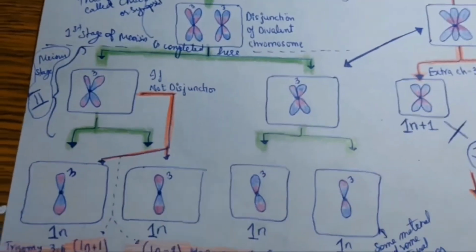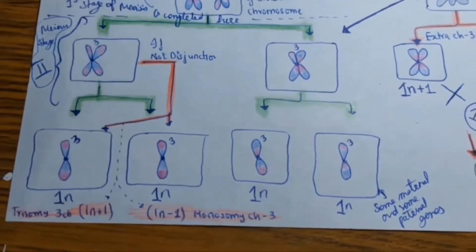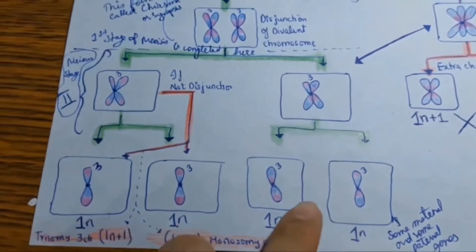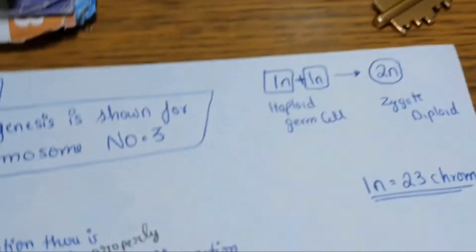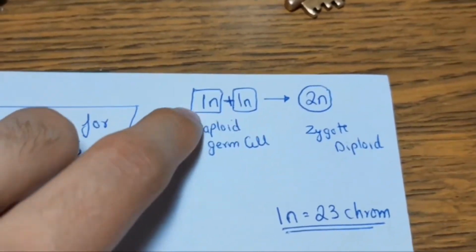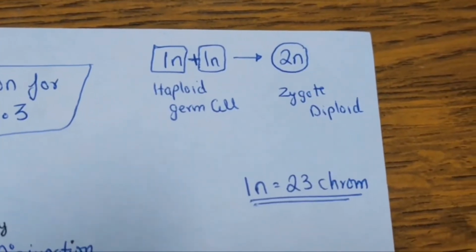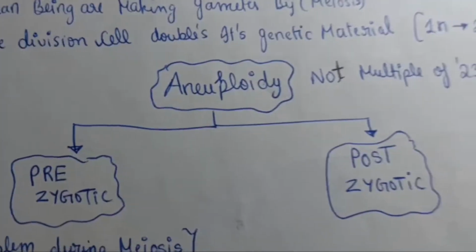Another important thing to remember is that these are gametes, okay? So if this is a paternal gamete, and it is going to fuse with a maternal gamete, 1n plus 1n will form 2n. So the zygote will always have a 2n diploid stage. So 1n haploid germ cells will fuse with each other and form a 2n zygote, which is diploid. That is, 2n is 2 times 23, which is 46 chromosomes.